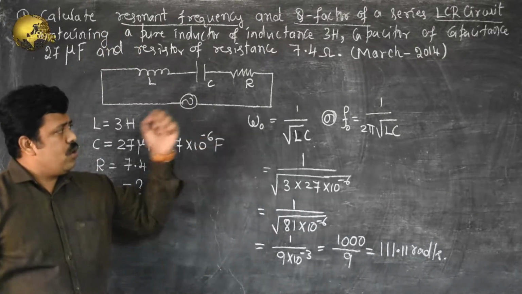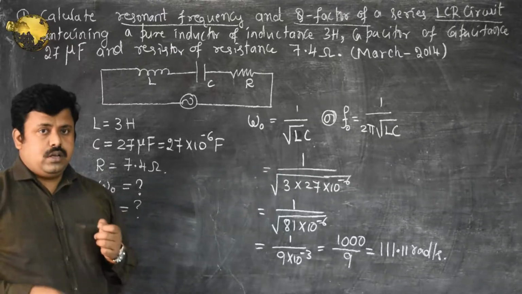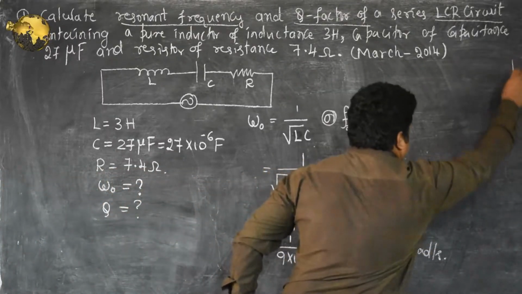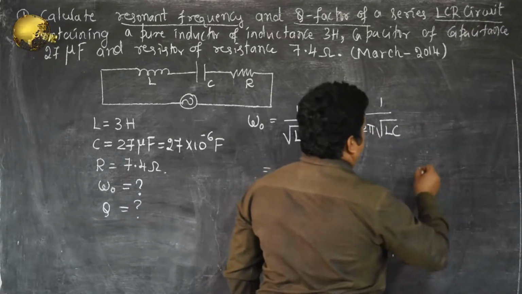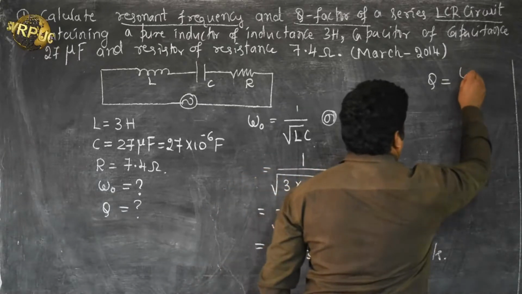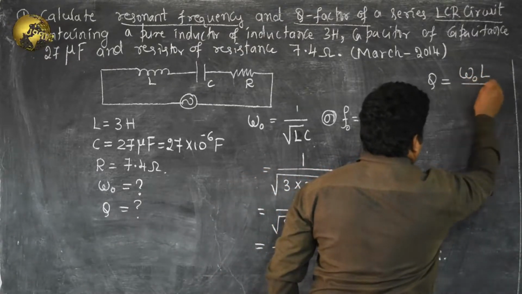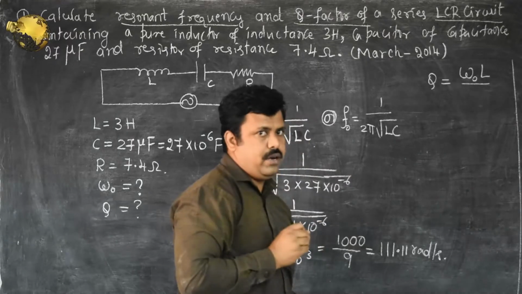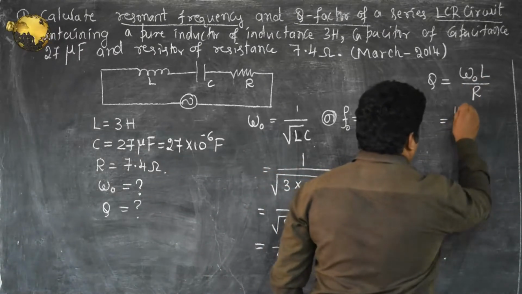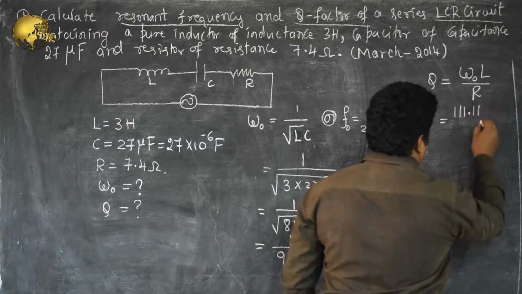Let's calculate the Q factor. Q factor is a constant. Let's find it out. Q is equal to omega naught L divided by R. So omega naught is 111.11.